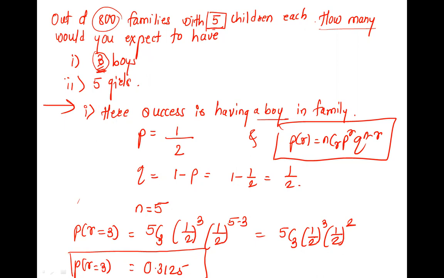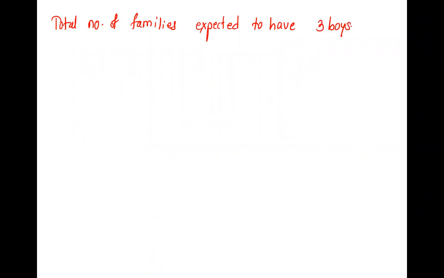So now it is not just a probability that is asked, it is the frequency. So out of 800 such families, how will you find it? N into probability. So you write: total number of families expected to have 3 boys is equal to N into probability of having 3 boys.